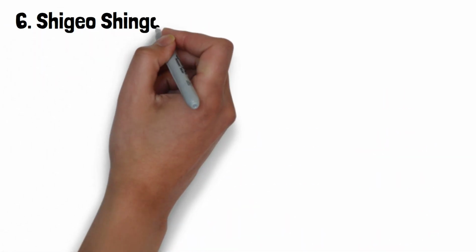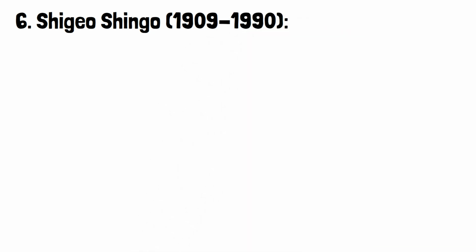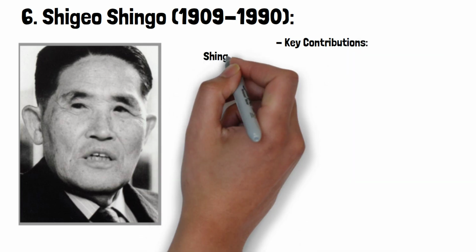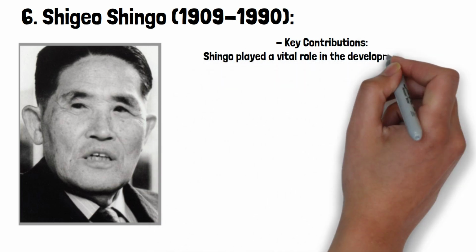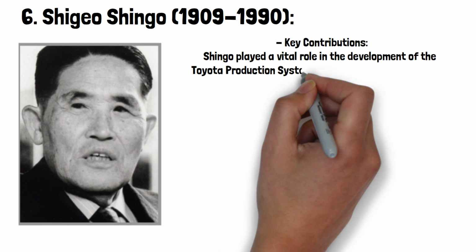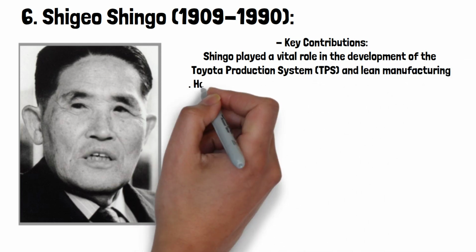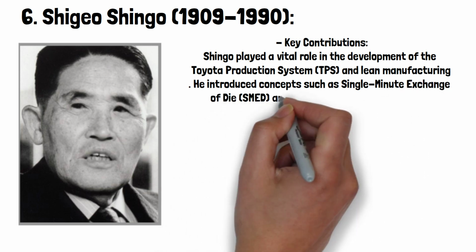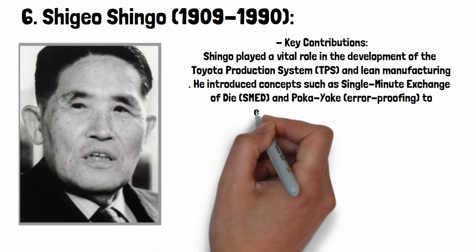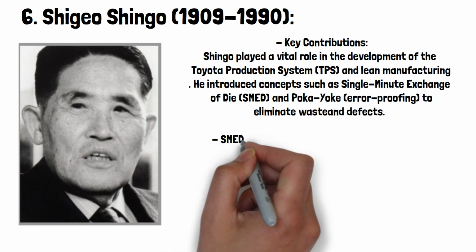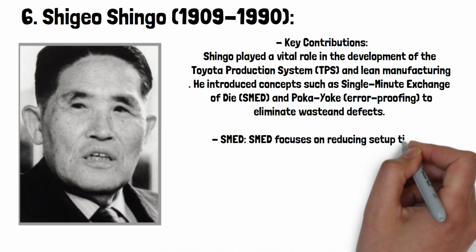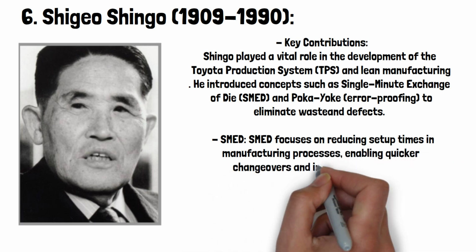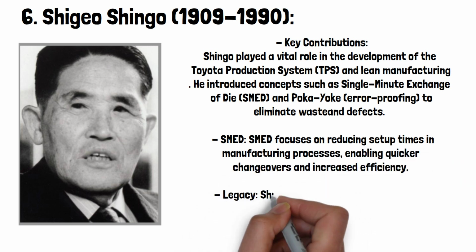6. Shigeo Shingo, 1909–1990. Key Contributions. Shingo played a vital role in the development of the Toyota production system, TPS, and lean manufacturing. He introduced concepts such as single-minute exchange of die, SMED, and poka-yoke, error-proofing, to eliminate waste and defects. SMED focuses on reducing setup times in manufacturing processes, enabling quicker changeovers and increased efficiency.